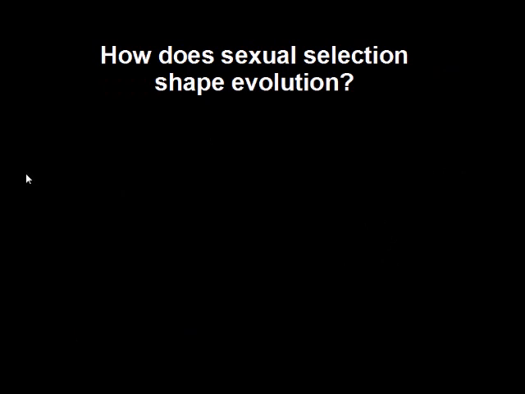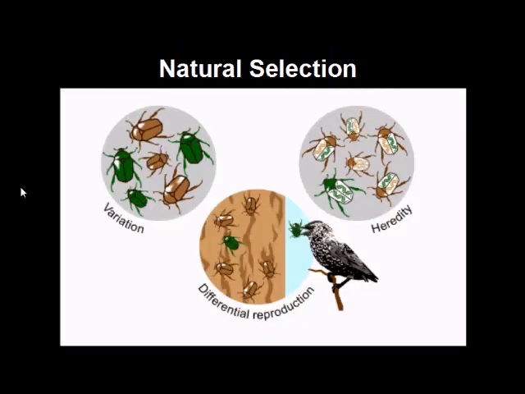So, how does sexual selection shape evolution? Okay, we talked about natural selection. Remember, what goes into natural selection? Well, what do you need? You need variation, you need heredity, and you need differential reproduction. Some reproduce more than others.